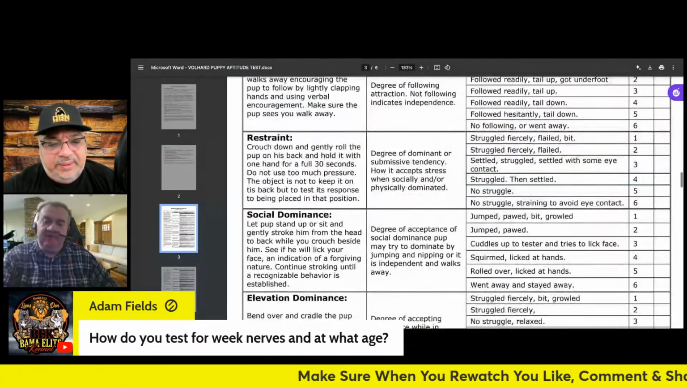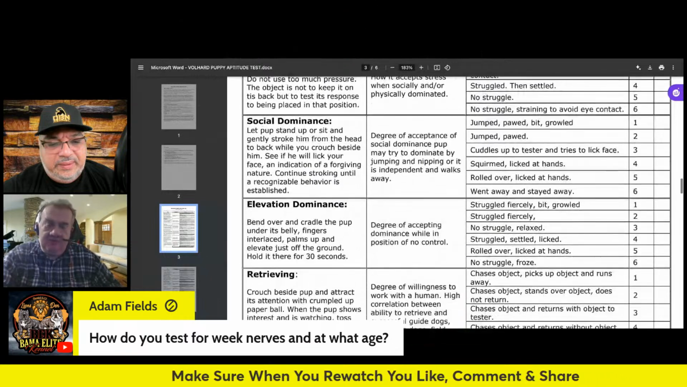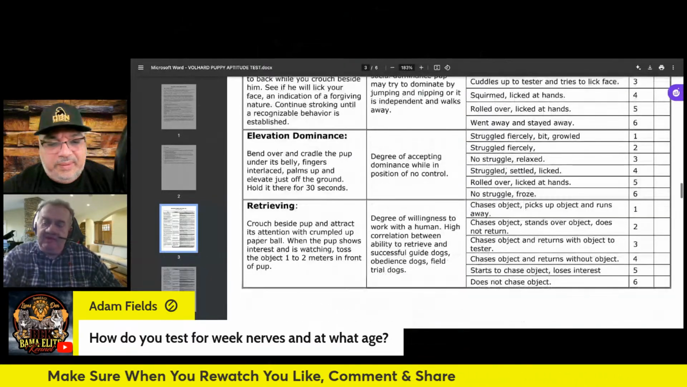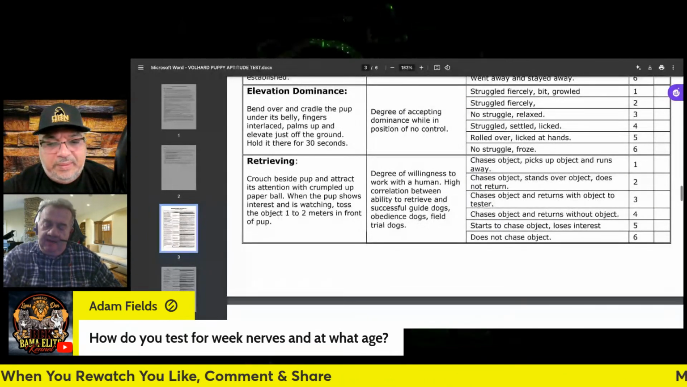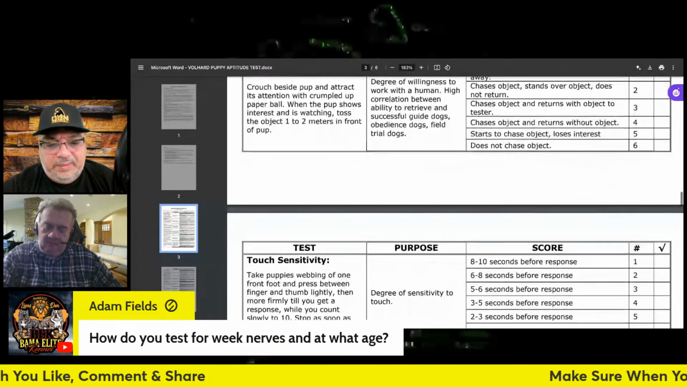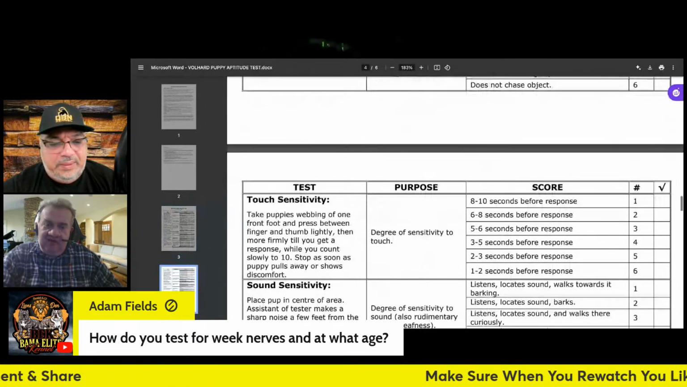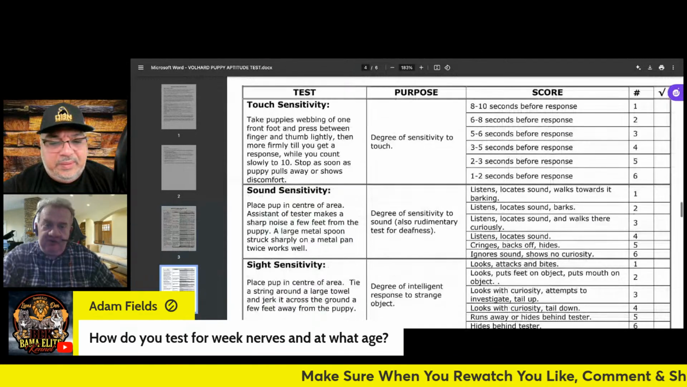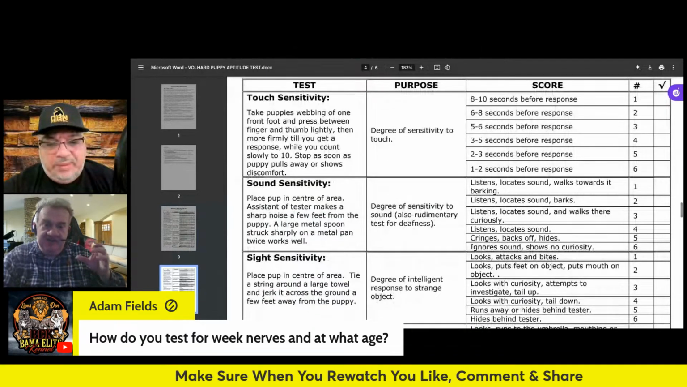Now, let's say you have a puppy which tests mostly 3s and 2s, and you know the puppy has good nerves, not overly dominant, not overly submissive, good prey drive, good retrieve drive. Now you have a chance of good results.